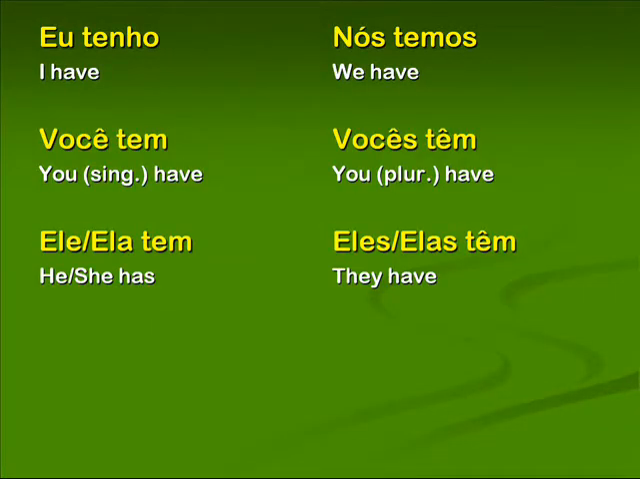Okay, so first off, here are the conjugations as promised of the verb ter in Brazilian Portuguese. Go ahead and repeat them as I do. Eu tenho, você tem, ele tem, or ela tem, nós temos, vocês têm, eles têm, or elas têm.